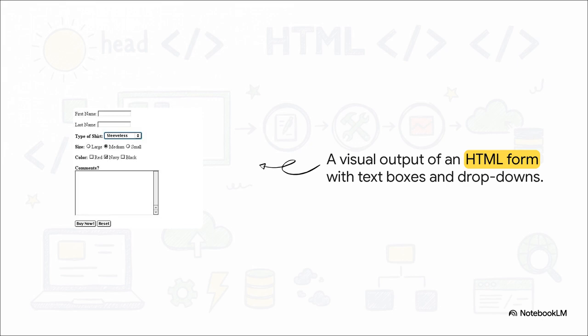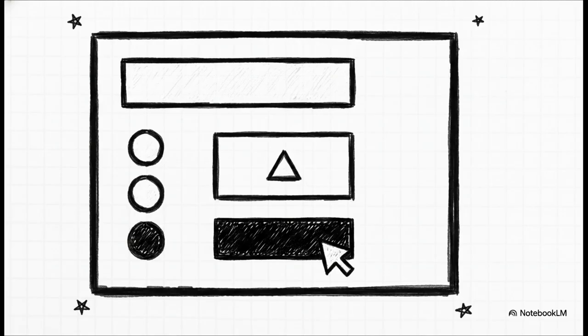You have standard text boxes for names and emails, drop-down menus for selecting a state, and radio buttons for single-choice options like a shirt size. This is the crucial interactive shell that the user fills out right before a back-end script steps in to process all that information. Now, behind the scenes of that sleek interface is a very specific vocabulary.